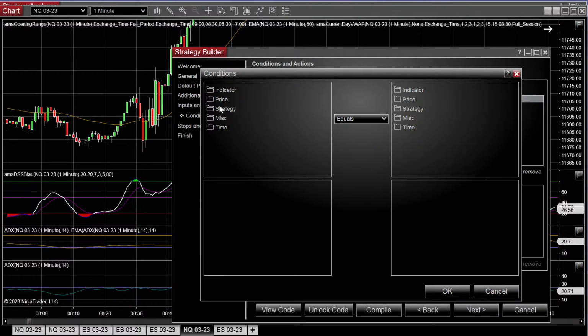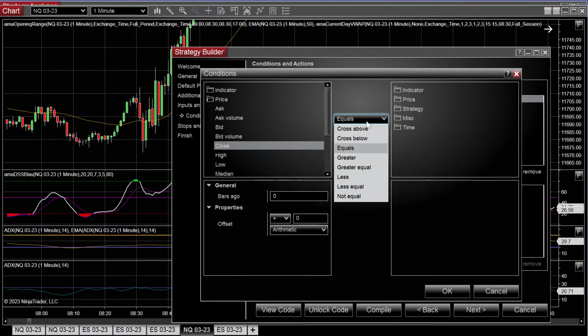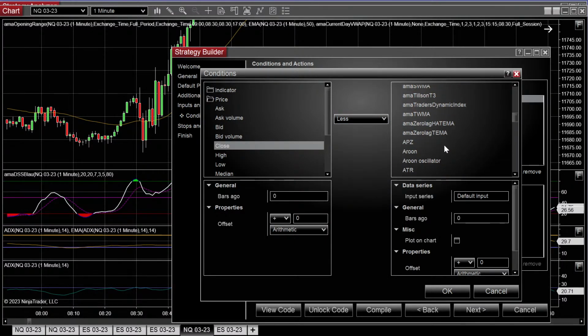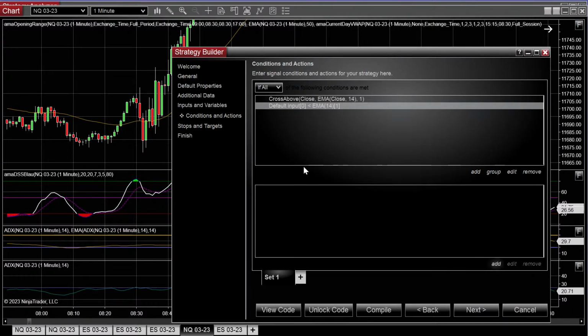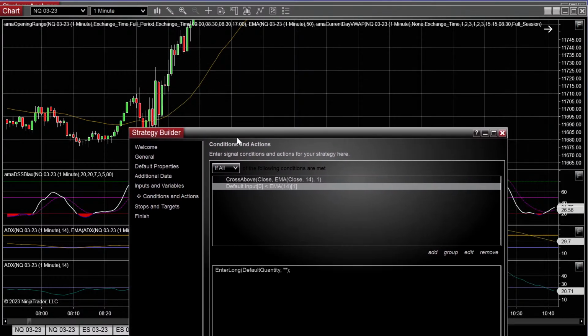Then our other condition is price close less than the EMA, one bar ago. Simple as that. Enter long.